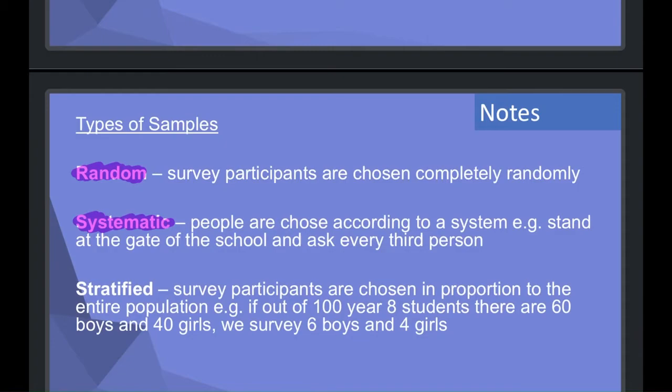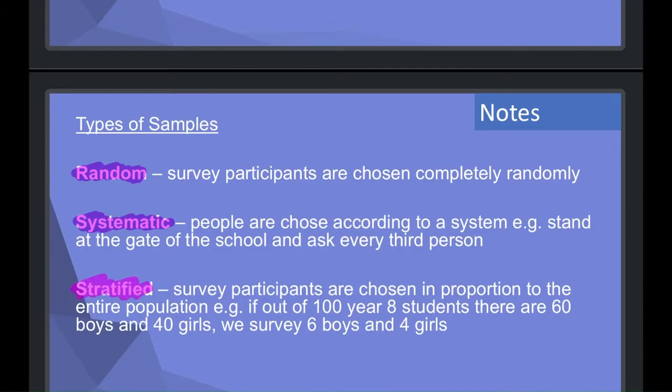Or you ask people that were born in February, June, October to be part of your sample. There's some kind of rule that you apply to your population that lets you choose the people for your sample.